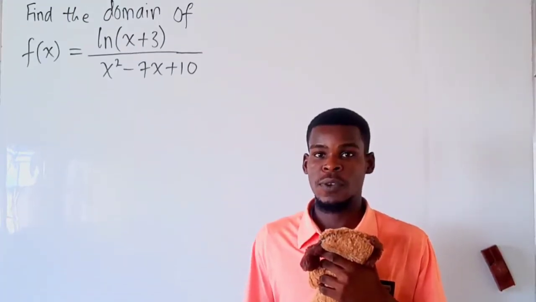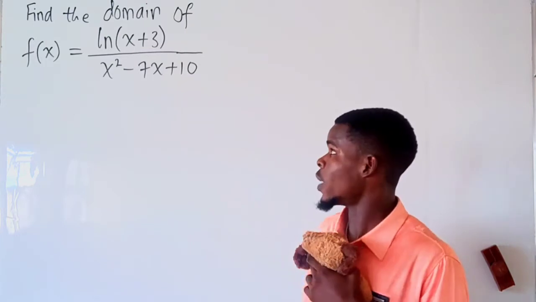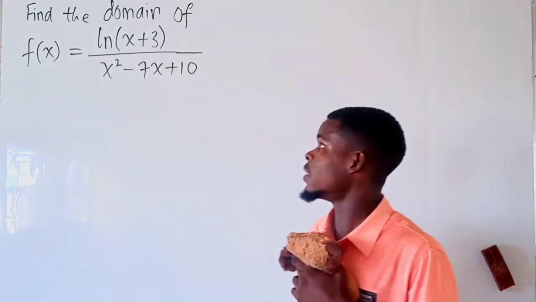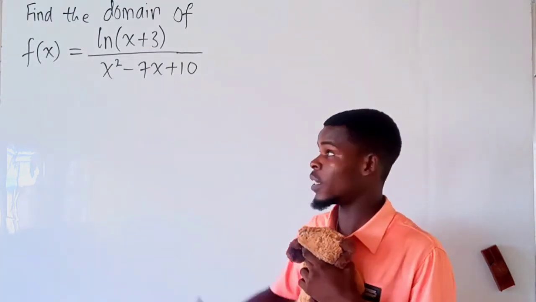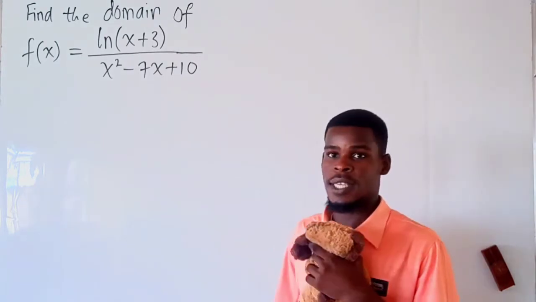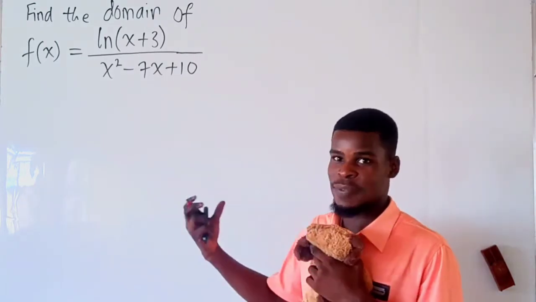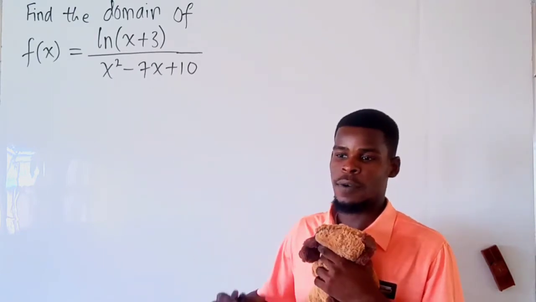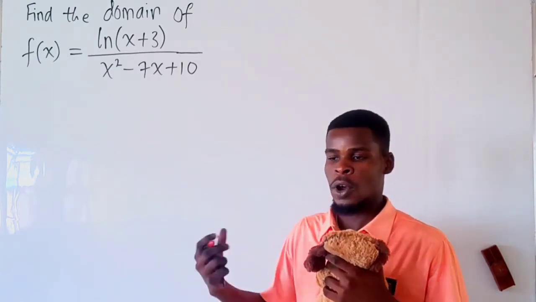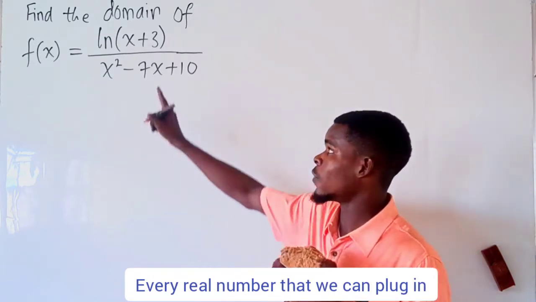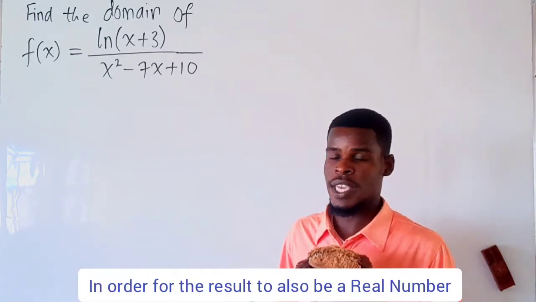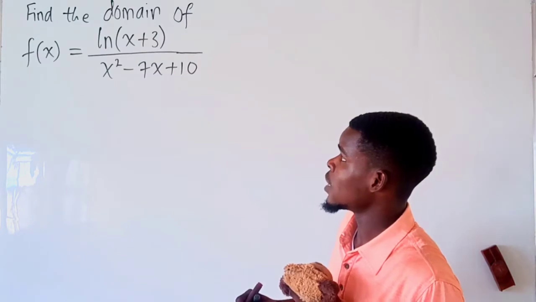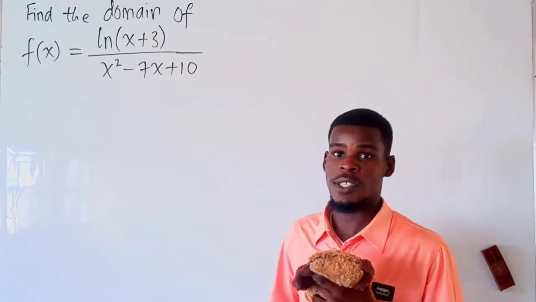All right, in this video, I want to find the domain of this function. We have the function f of x is the Ln of x plus 3, divided by x squared minus 7x plus 10. So this is a function in a fraction form, okay? By finding the domain of this function, we want to look at the set of real numbers, or every real number that we can plug in for the result of this function to also be a real number. In fact, maybe I can say find the domain for which the function is real.